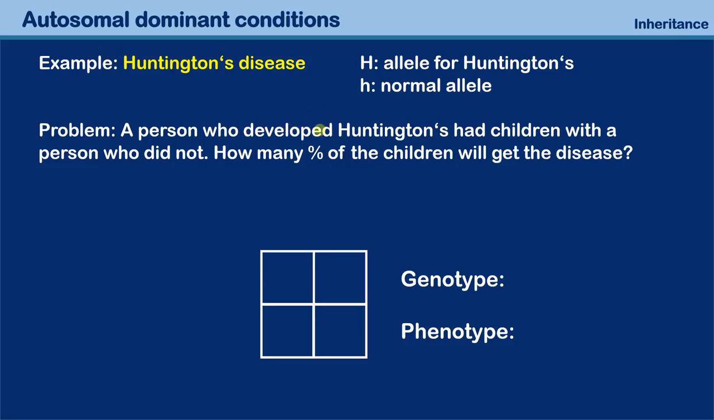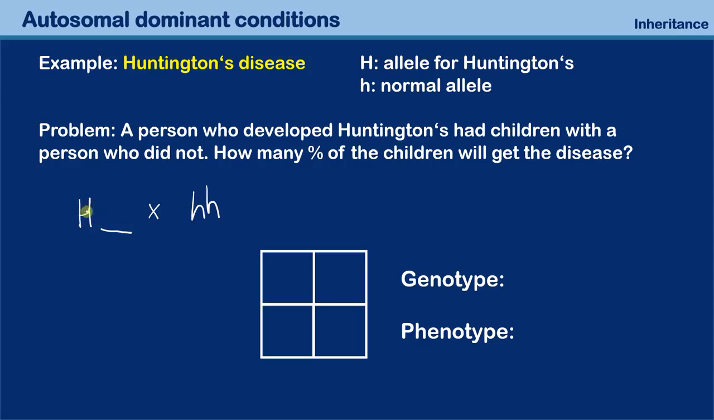A person who developed Huntington's had children with a person who did not. How many percent of the children will get the disease? So if the person developed Huntington's, then we know there must be a capital H present. And the person who did not have the disease must be homozygous recessive. Lowercase h, lowercase h.